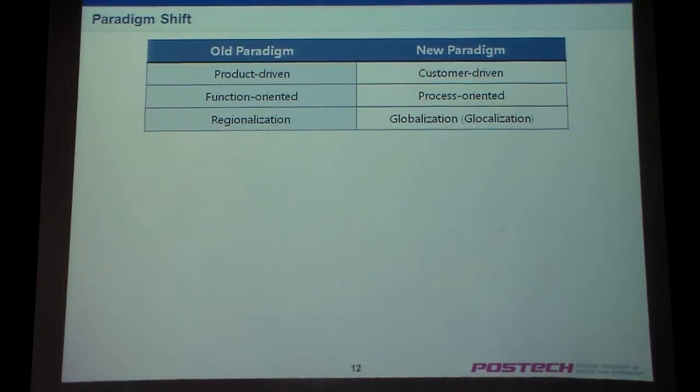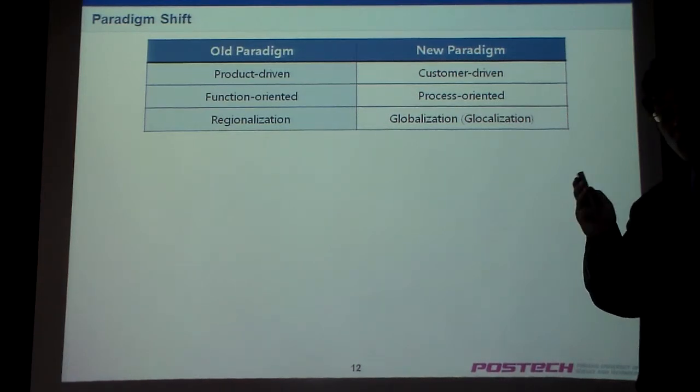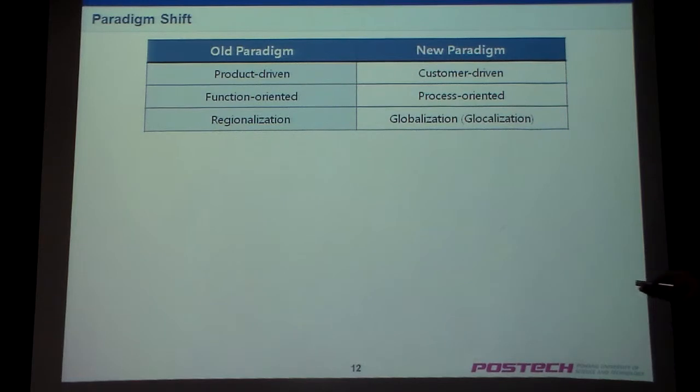regionalization and globalization. In the old paradigm, you're interested in your region, and the marketing scope is only confined within your country or within your region. But right now, because of the development of the internet and information systems, geographical distance doesn't matter. So that's why globalization is more important. And globalization is not only to globalize, but also to localize. So it is a combination of globalization and localization.